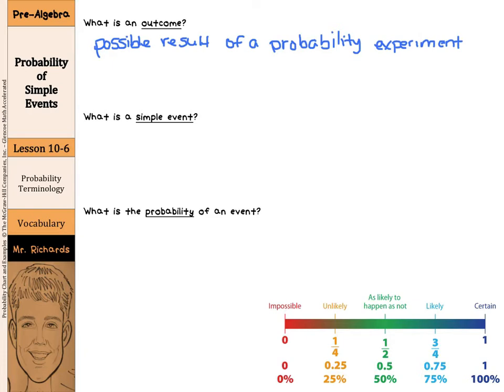What is a simple event? Well, it is one outcome or a collection of outcomes.